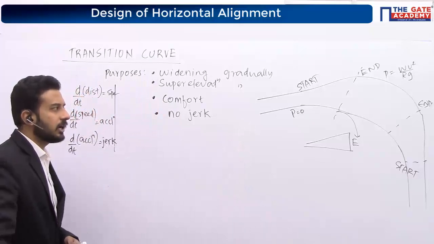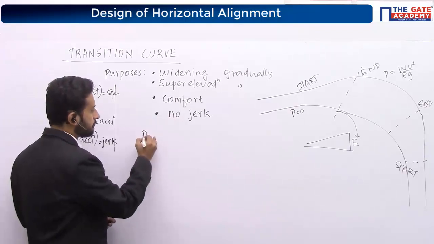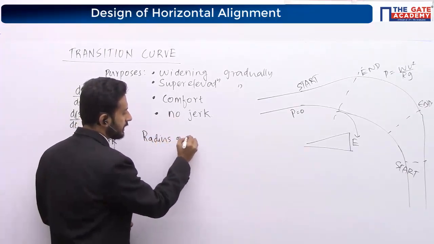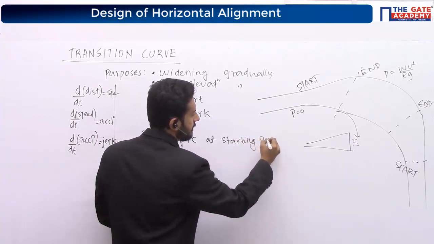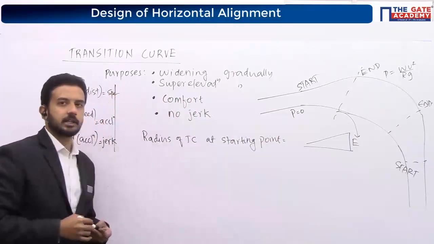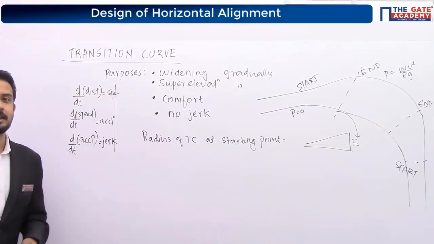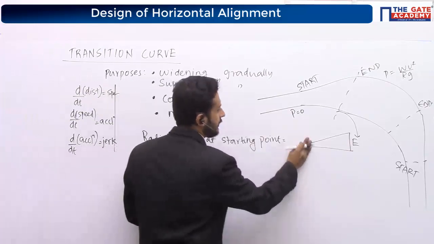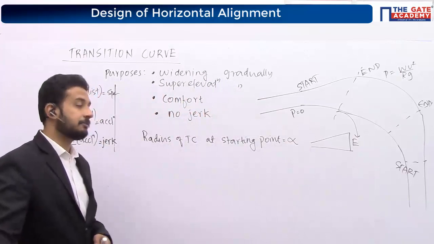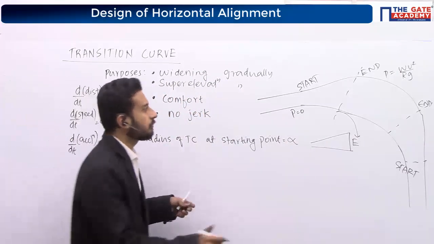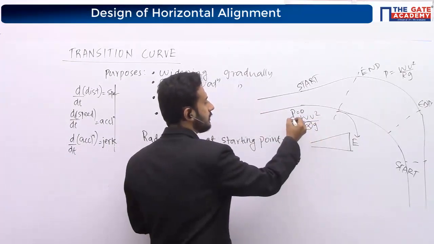Can you tell me what is the radius of the transition curve at its starting location? Tell me how much it may be. Is it 0? It will be infinity. Correct now? The radius at the starting point is infinity. So that's why we are getting W into V square by infinity into G, so it will be almost equal to 0.